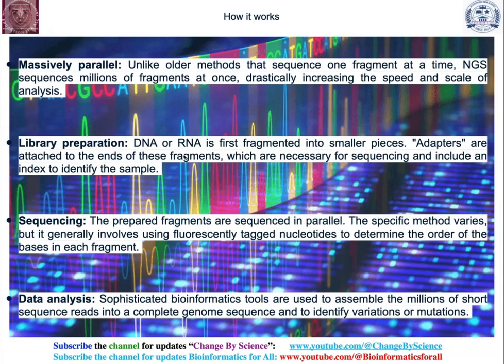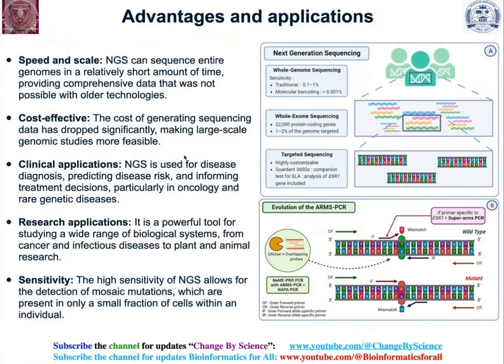Now it comes to the advantages and applications. So it helps in speeding up and scaling. NGS can sequence entire genomes in a relatively short amount of time, providing comprehensive data that was not possible with older technologies. Now, if you want to analyze something more, it is also cost effective. The cost of generating sequencing data has dropped significantly with the advancement in the technologies, making large scale genomic studies more feasible in terms of economy.